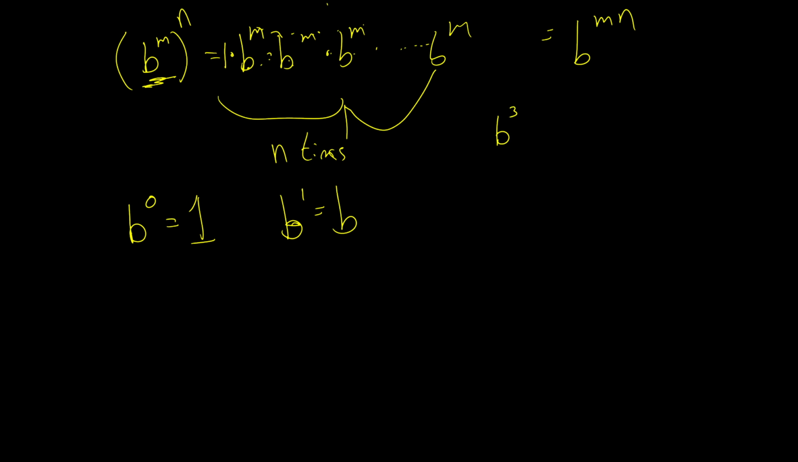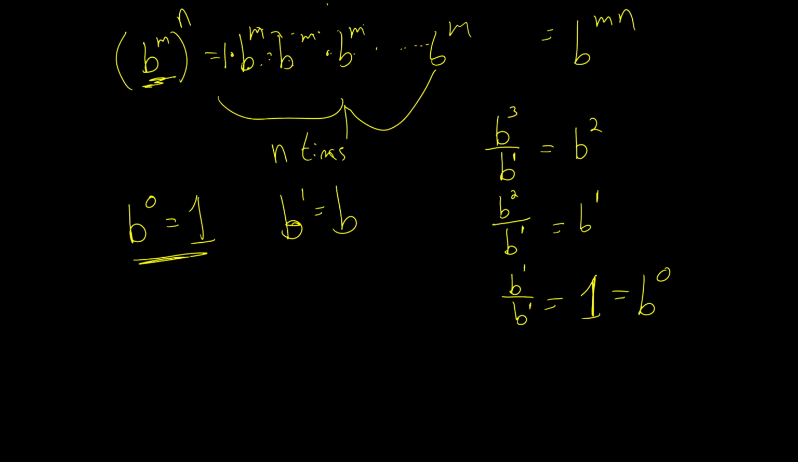If I take b to the third and I divide it by b to the first, that's the same as subtracting exponents, so I get b squared. And so I'll use this as 1. B to the third over b to the first, I subtract the exponents. I'm going to continue doing that. Come over here and I'll divide this, and so that's b to the first. Now if I take b to the first over b to the first, anything divided by itself is 1. That's the same as b to the 0. And that's why we know this is true.